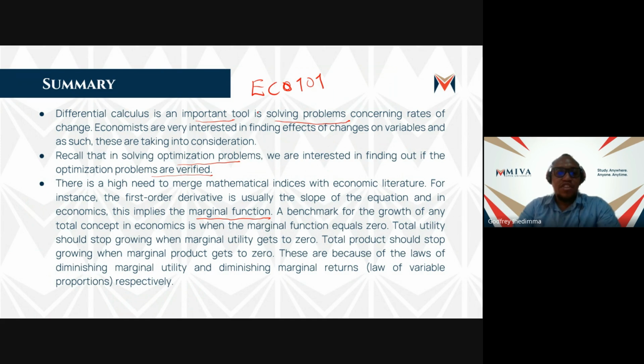So anytime you differentiate a function, we've said this before, you obtain the marginal function. Now, a benchmark for growth of any total concept in economics is when the marginal function equals zero. So now we're trying to apply some economic literature to all the mathematical jargon we've been doing so far. Let me make that statement again: a benchmark for growth of any total concept in economics is when the marginal function equals zero.